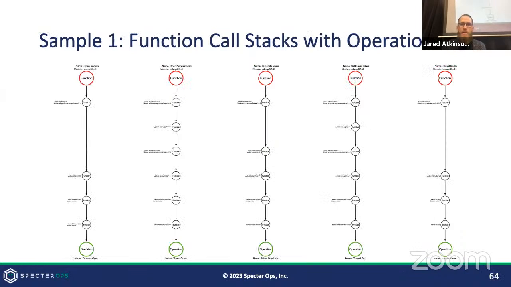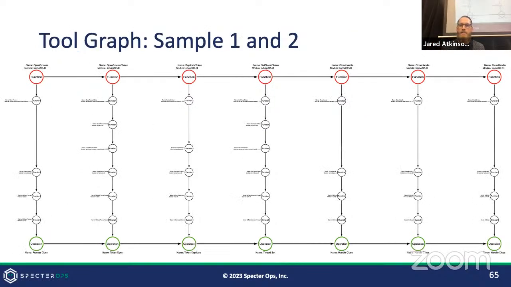So now what I've done is I've taken our function call stacks. This is OpenProcessToken, DuplicateToken, SetThreadToken, and CloseHandle. And I just added an operation bubble at the bottom of the function call stack, right? And then you could connect them, and what you end up with is something I call the tool graph. This is the tool graph that represents samples 1 and 2.